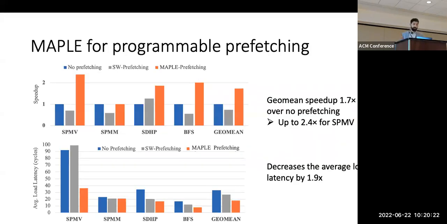Now, prefetching using Maple also provided 1.7x speedup over no prefetching, mainly because of the reduction in the average load latency of 1.9x.